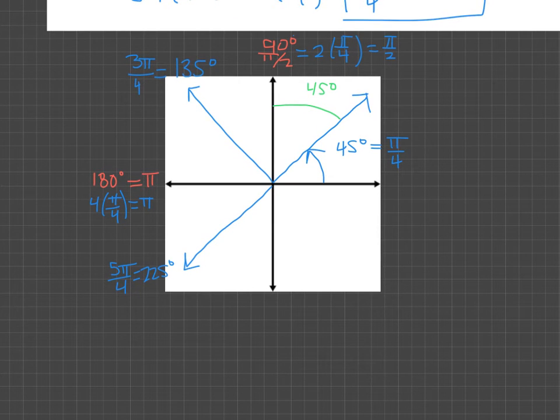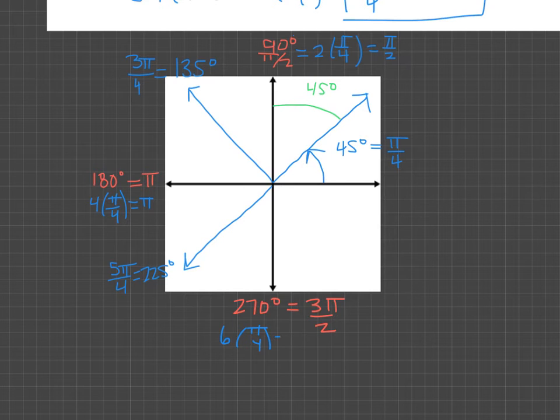Now let's count out another pi over 4. That's going to get us to 1, 2, 3, 4, 5, 6 pi over 4. Well, that's the quadrantal angle, 270 degrees, or 3 pi over 2. In terms of pi over 4s, it's 6 pi over 4s.